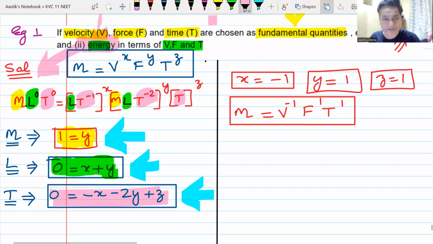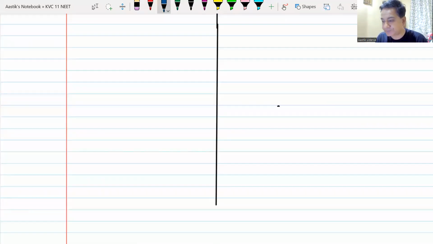So all of you have tried. Did you get the answers? I am sure you got the answer. Let us try to do it. And how am I going to do it? Same old way. I am an old person. I always use: energy, E, can be written as V raised to the power of X, F raised to the power Y, and T raised to the power of Z. Nothing new here. What we are going to do next is equate the coefficients.